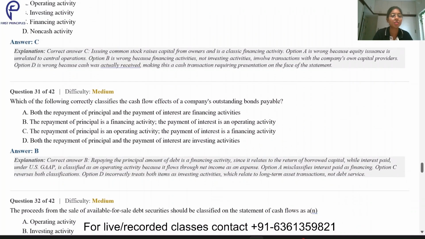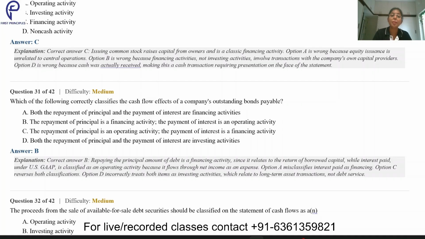Then next question, which of the following correctly classifies the cash flow effects of a company's outstanding bonds payable? So what will be the cash flow effect of the company's outstanding bonds payable? Bonds payable is a liability for the company. Liabilities, when we repay them, will be reported in my financing activity. But again, let's have a look at the options.